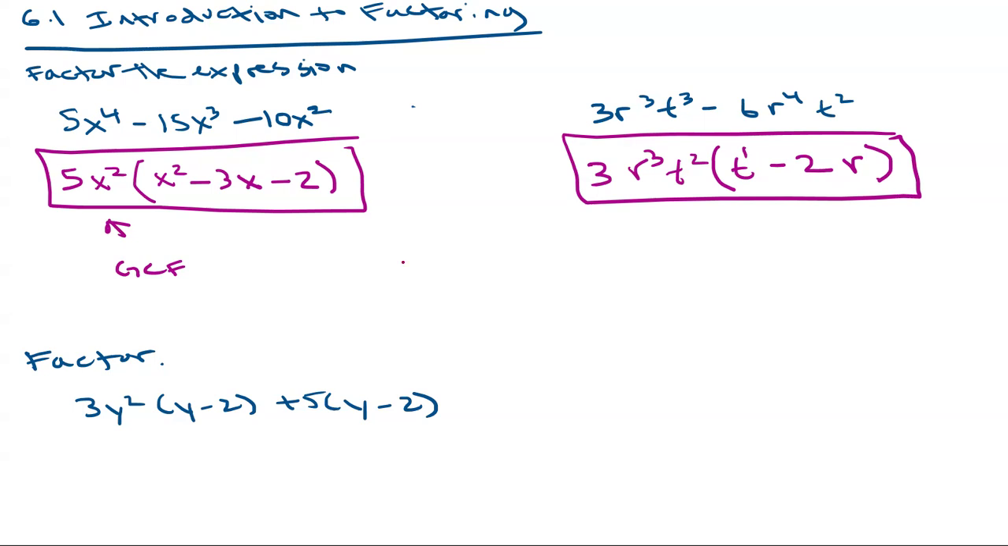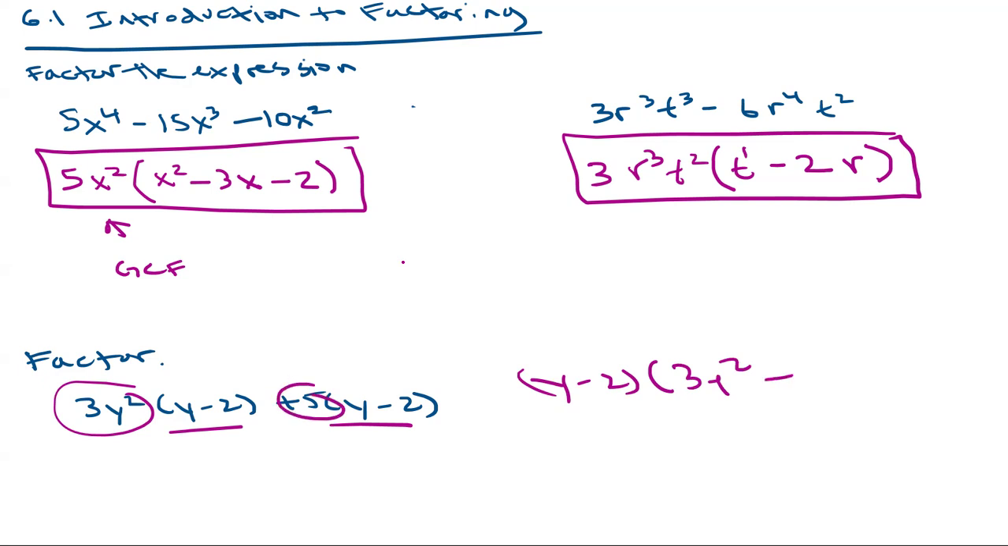All right, so notice that on both of these terms we have y minus 2. So if I factor that out, I pull out y minus 2, and I'm left with the 3y squared on the left, and then the plus 5 on the right. So this would be my answer if I pulled that out. Now I can also write it like this, which is basically saying the same thing.